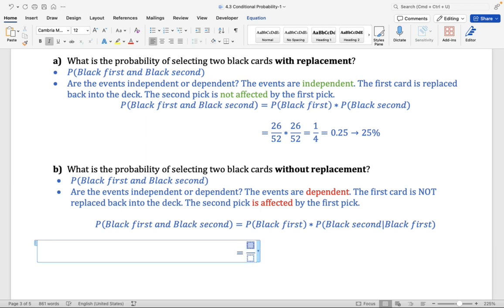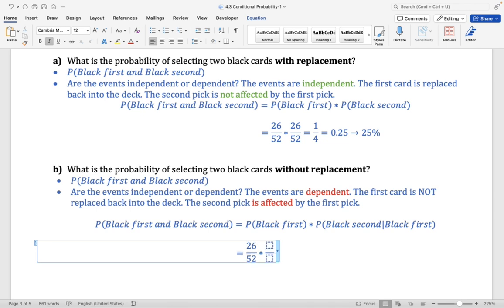Well, this is going to be the same as what we did above. We have 26 cards that are black. We're going to divide by 52. 52 is the total outcomes in the sample space, the total number of cards. Now, we need to multiply by the probability of black second, given that we pulled a black first.